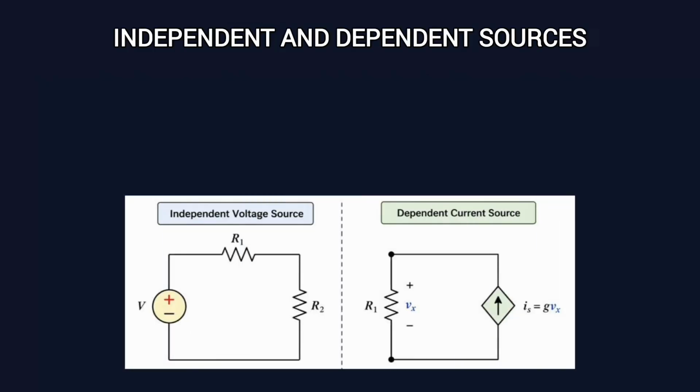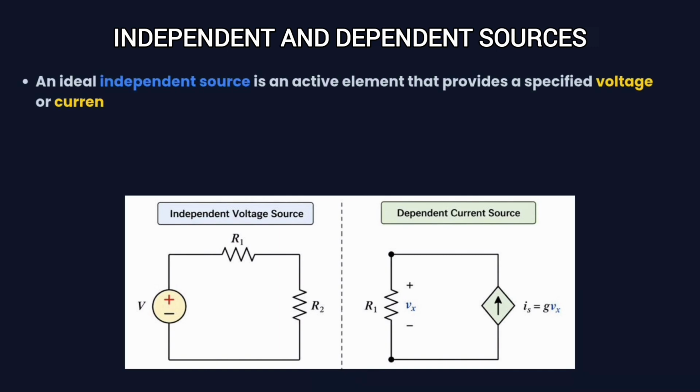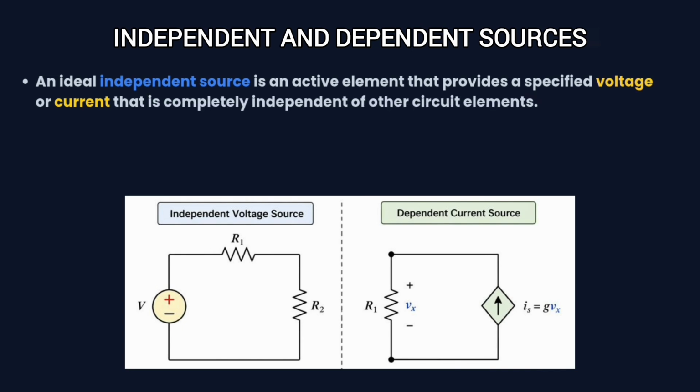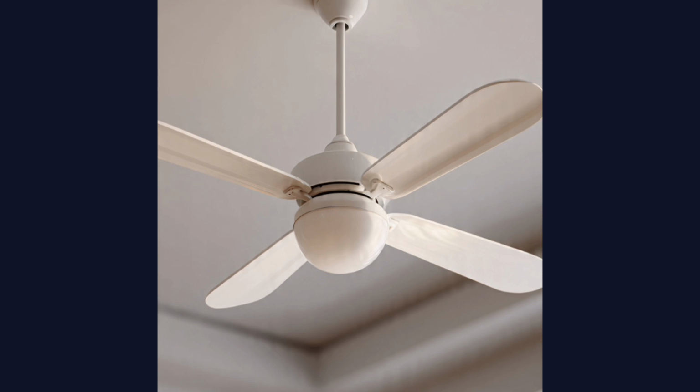Next, we have independent and dependent sources. An ideal independent source provides a specified voltage or current, and its value is completely independent of other circuit elements. You can think of it like a fan running at a fixed speed.